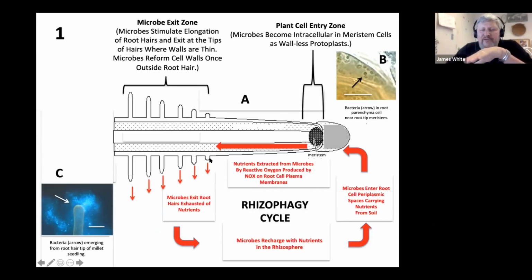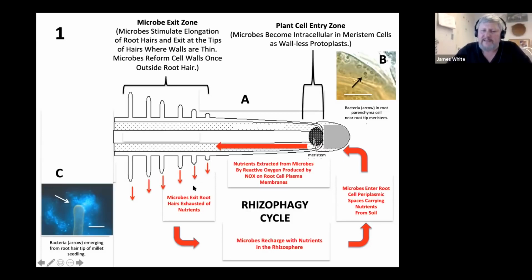So what happens is the microbes are extracted of nutrients using superoxide, then surviving microbes will accumulate in these root hair initials. And then they will trigger root hairs to grow. We know because without microbes there, we have no root hair elongation. Those microbes trigger root hair elongation.